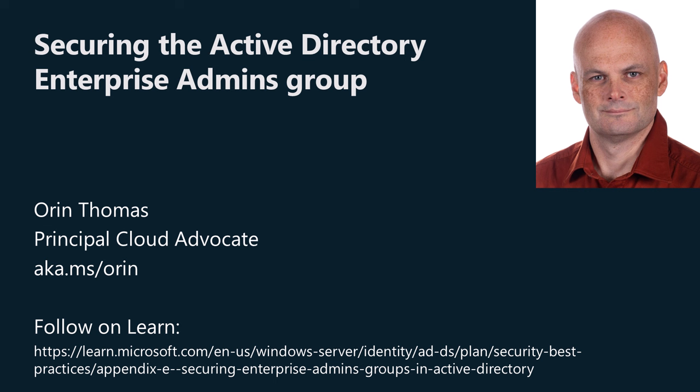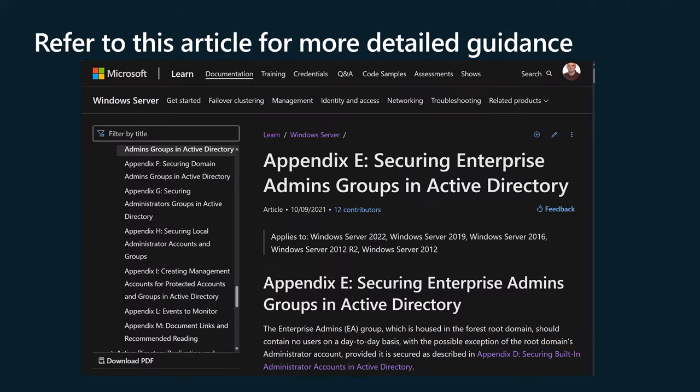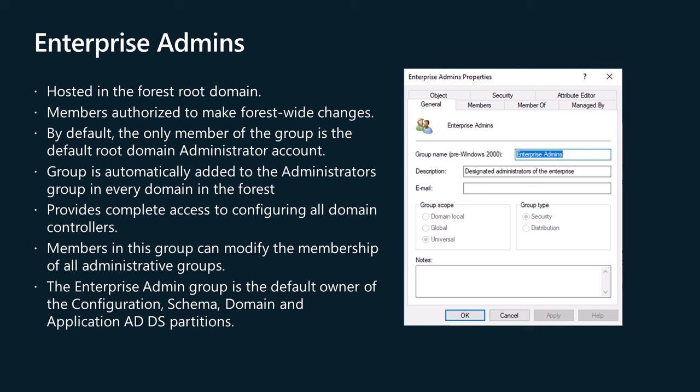In this video, I'll cover the steps for securing the Enterprise Admins Active Directory Domain Services built-in security group. This advice is based on the documentation published on learn.microsoft.com at the link in this video's description. The Enterprise Admins group exists only in the root domain of an Active Directory forest of domains. This group is a universal group and is available in all domains in a forest.